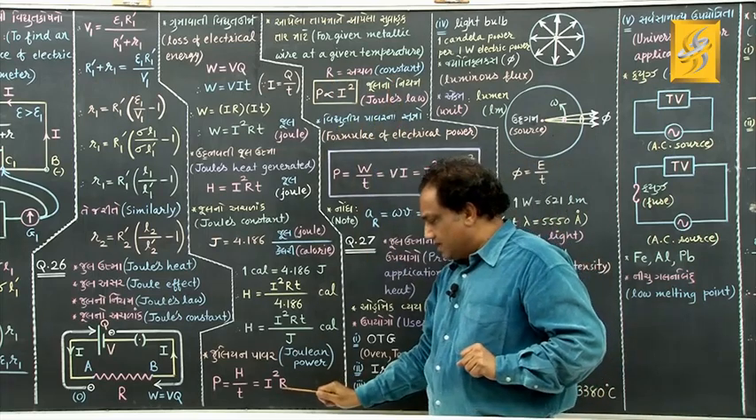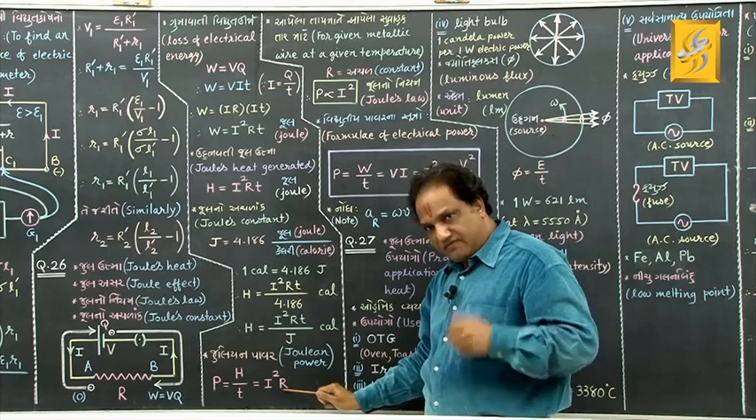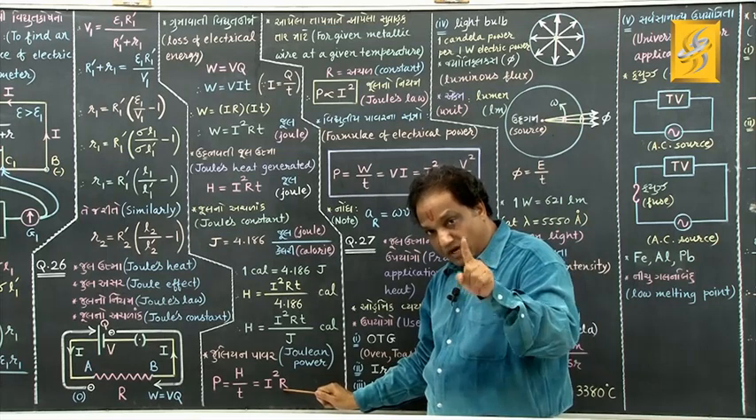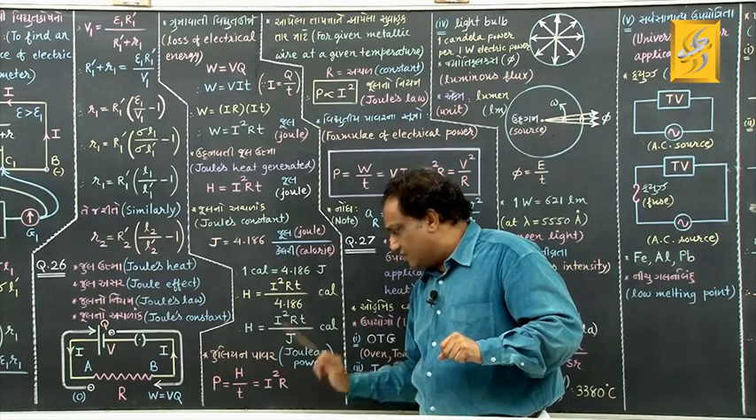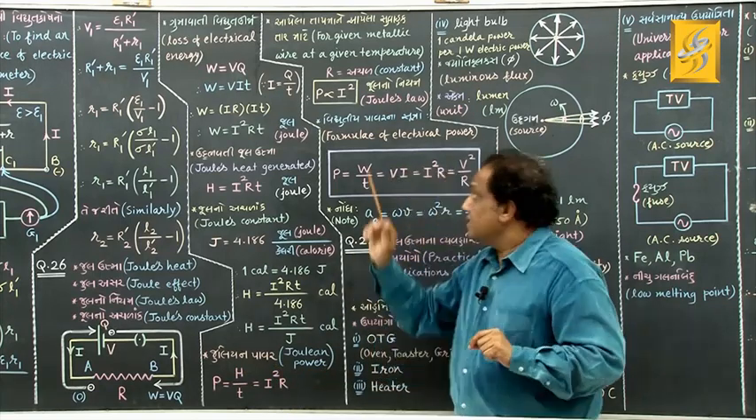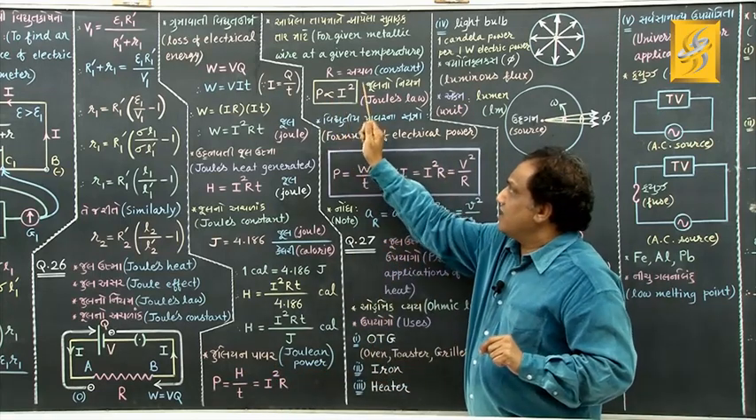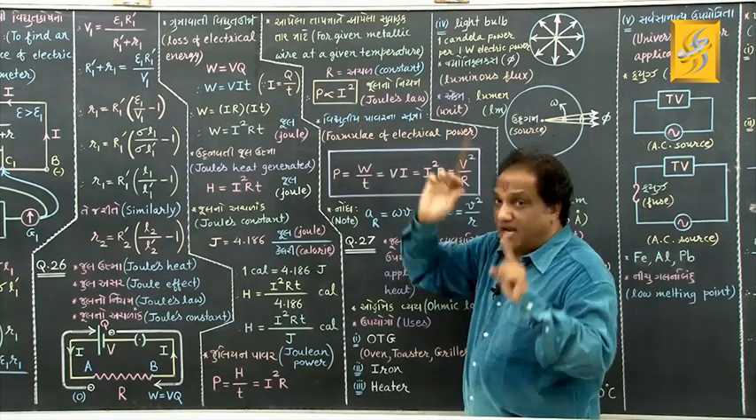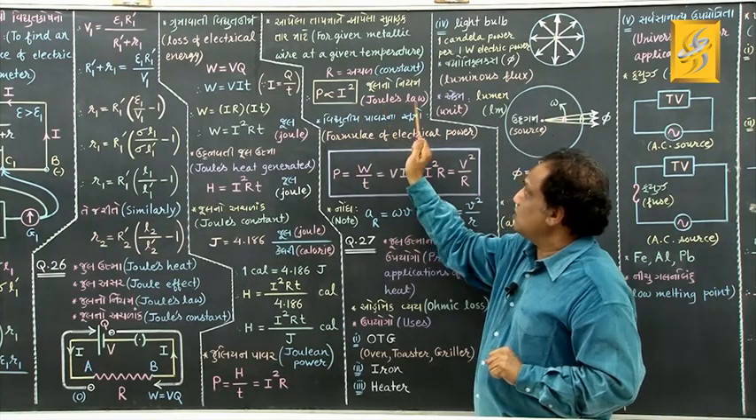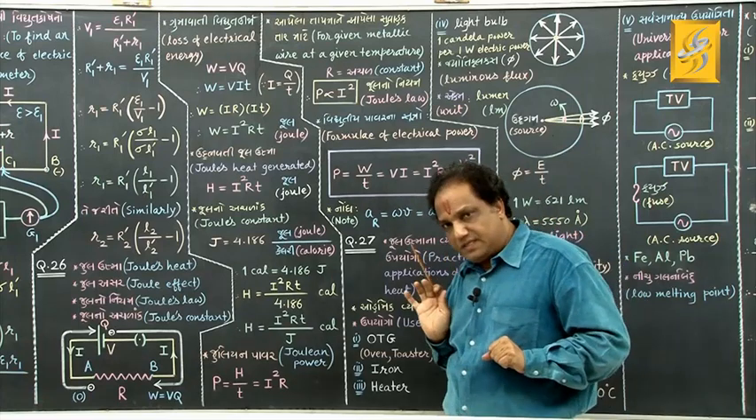When R is constant here, then mathematically you can write P proportional to I square. So, P is proportional to I square. This very result itself is known as Joule's law, correct?